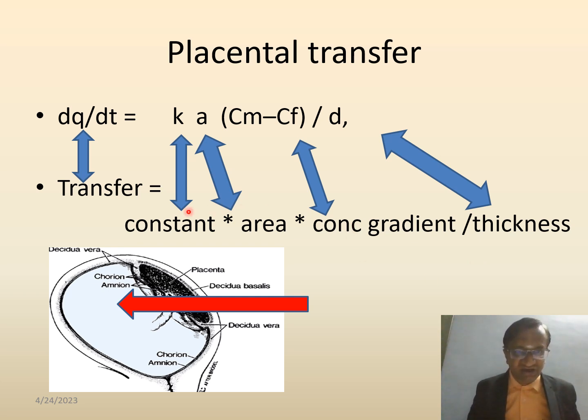Now you go again. For the drug, the constant remains. If the area is high, if the maternal concentration is high, for example, we have given 100 milligram propofol rather than 50 milligram propofol, then the concentration is high. Area of the placenta is high. The thickness is less, then your transfer is going to be high. Now, if area is less, thickness is high, and the gradient is less, then we are going to have less transfer of the drug. This is very simple. K into A into (Cm minus Cf) divided by D. This is what is the transfer.